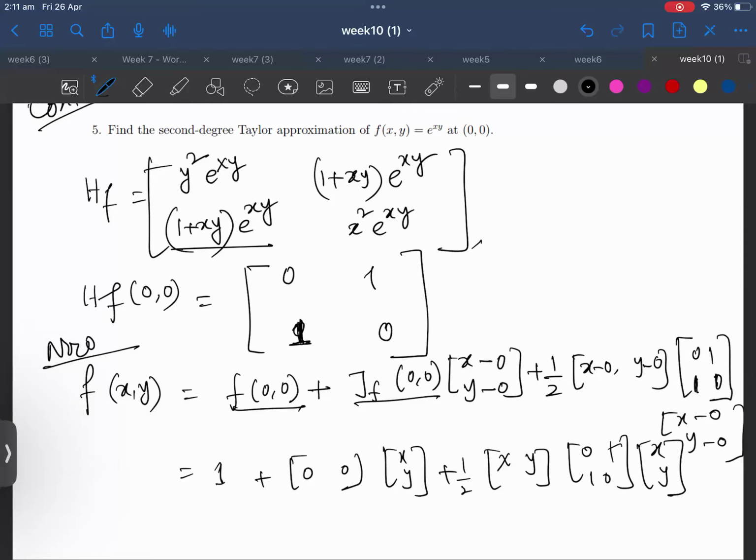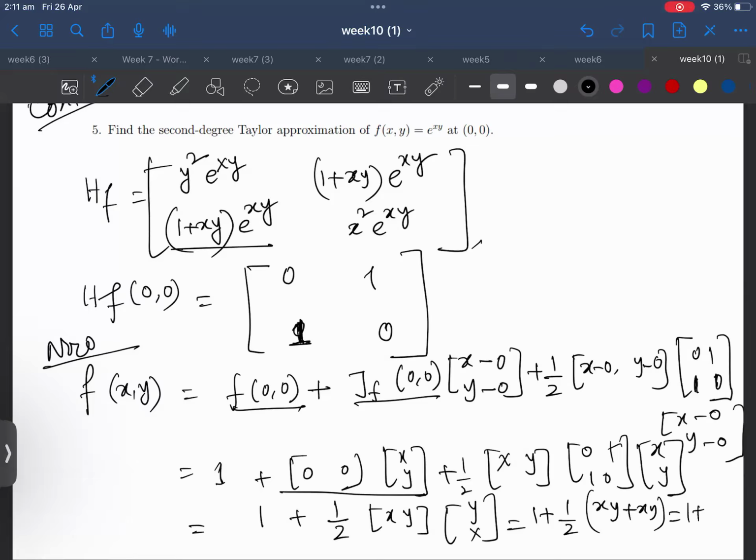So finally, if you simplify this one, this is a 0, so we know that 1 over 2, xy, and yx. So finally, 1 plus 1 over 2 xy plus xy. So that will be giving you x plus xy. So this is your answer.